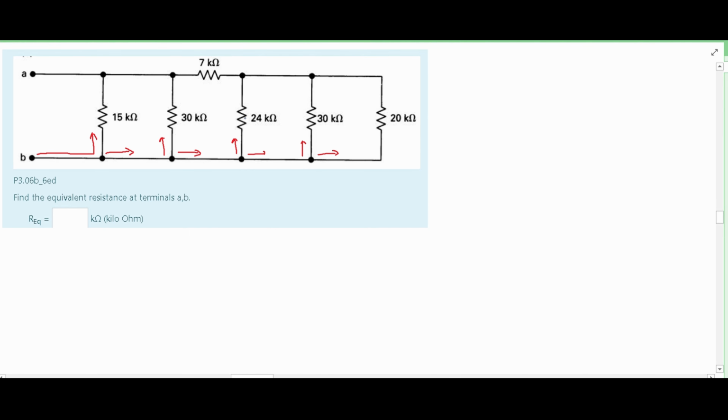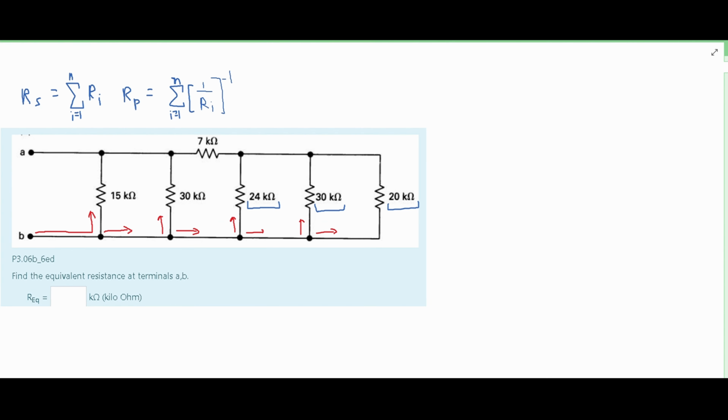The first three that we have in parallel that I'm going to look at are these: this 24 kilo ohms, 30 kilo ohms, and 20 kilo ohms. The question is asking for us in kilo ohms, which is great. That way we don't have to convert it. But 1 kilo ohm is 1,000 ohms.